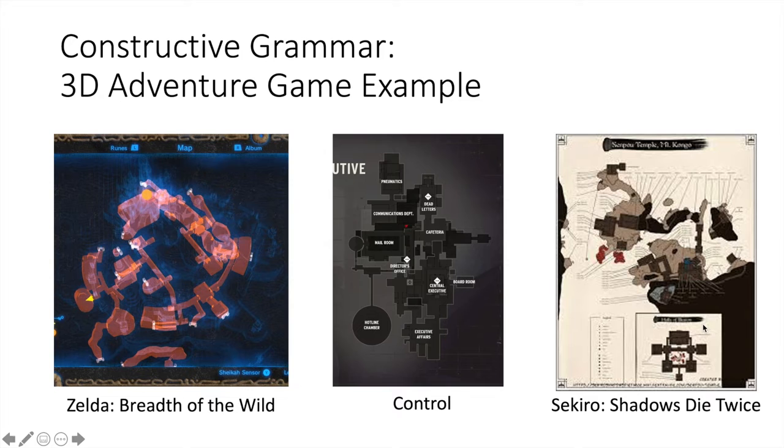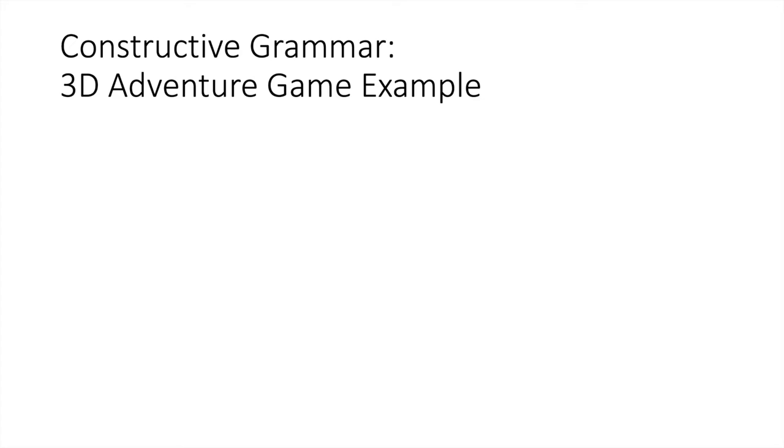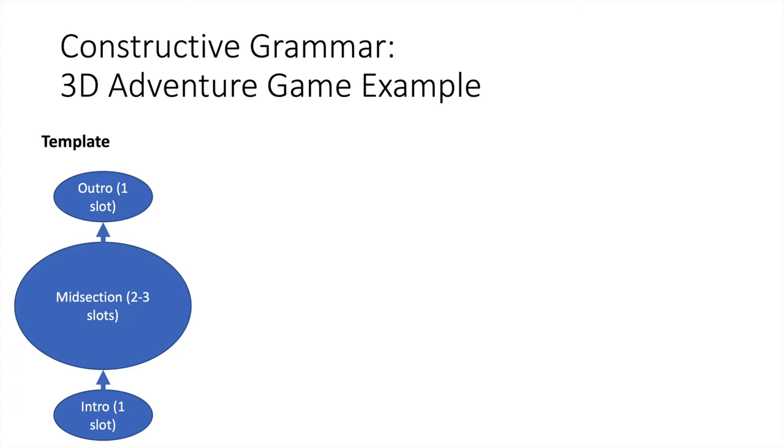So, okay, that seems fairly straightforward to generate. Let's take a look at it. So first we're gonna need a template. Here's our template. We're gonna have an intro slot, which is gonna go into three mid-section slots, or 2 to 3 mid-section slots, and then we're gonna have one outro slot.